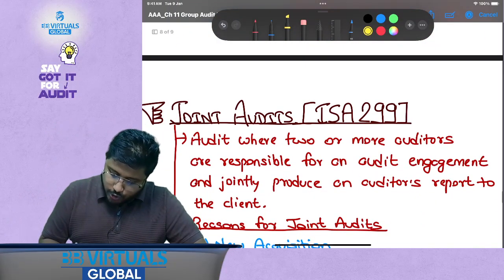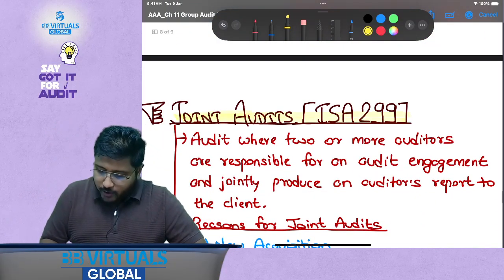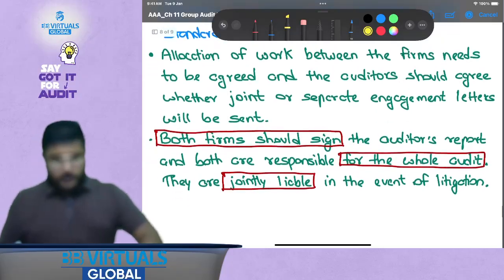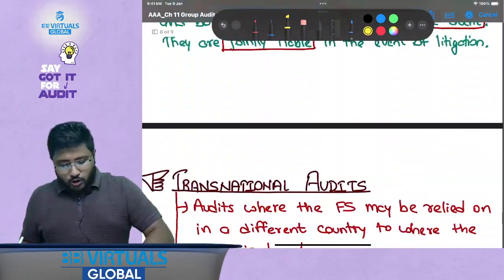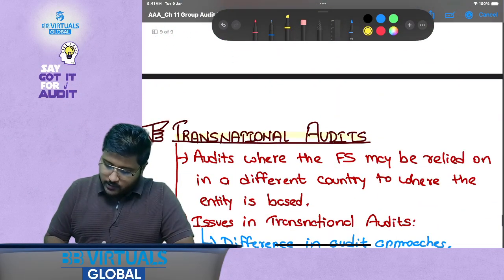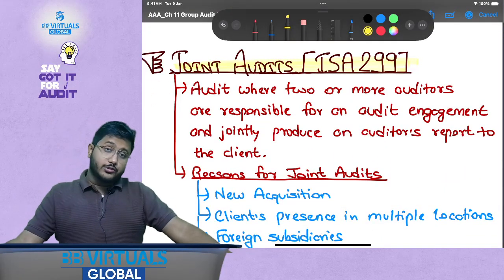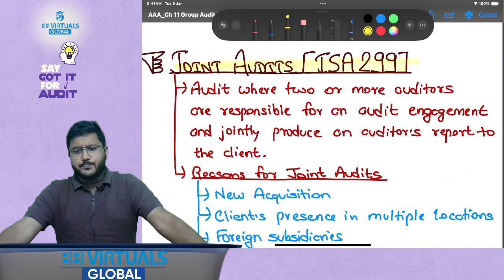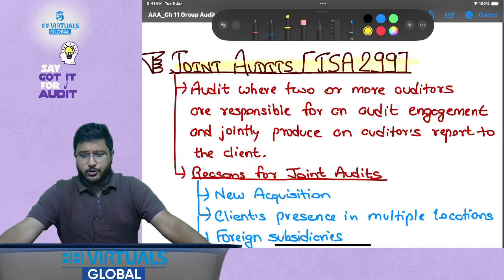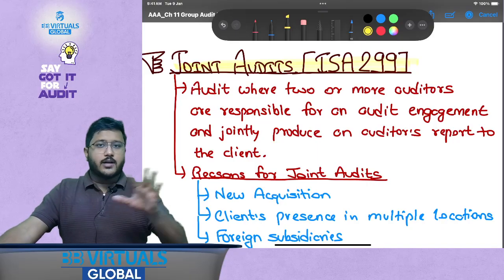Now joint audits. Now with this, the group audit has come to an end. Now we are moving towards the last two topics. One is joint audits, another one is transnational audits. There is a separate standard, ISA 299, for joint audits, and then there is one topic which is transnational audits. Once we cover both of them, the entire chapter would be covered.